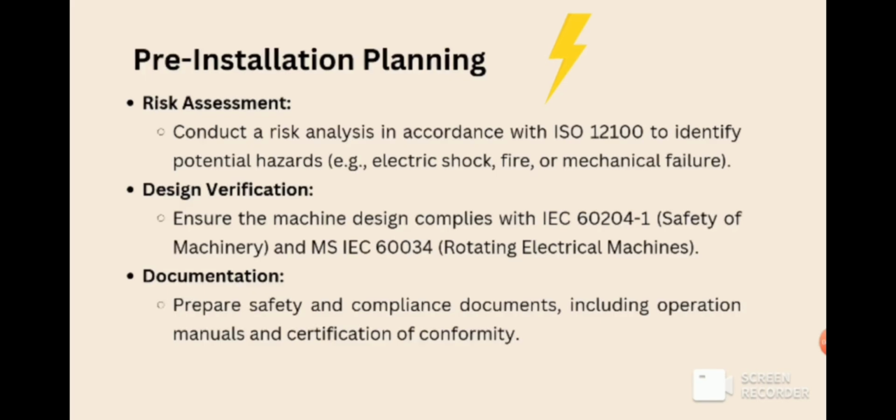The first step is pre-installation planning. Before any installation begins, the first step is pre-installation planning. This involves conducting a thorough risk assessment following ISO 12100 to identify potential hazards like electrical shocks or fire risks. We also verify that the machine design complies with relevant standards, including IEC 60034 for rotating electrical machines. Finally, we prepare all necessary documents such as operational manuals and certificates of conformity.